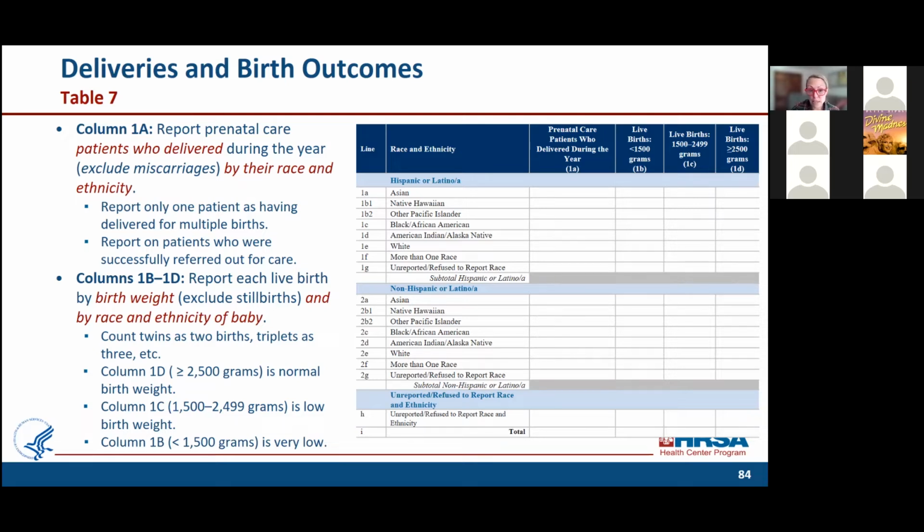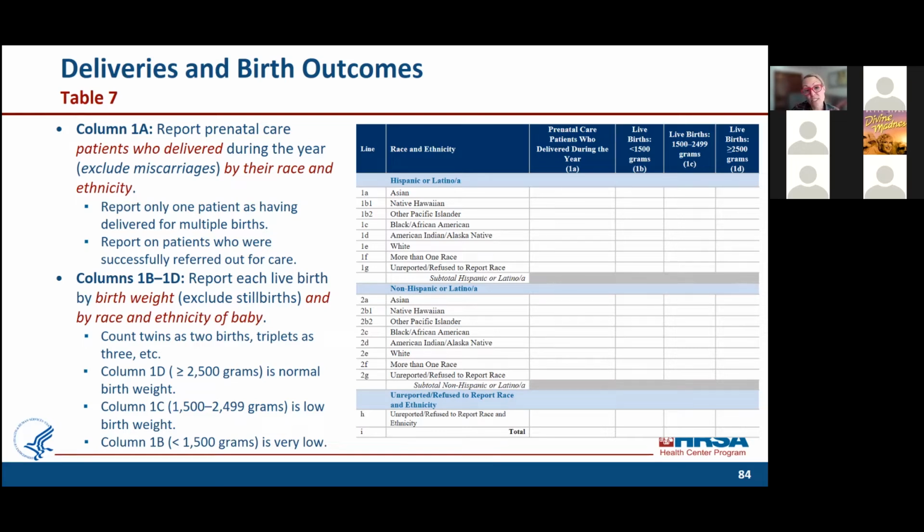The 3 birth weight categories are listed on the slide, but they include very low birth weight, that's column 1B, that's less than 1,500 grams. There's low birth weight, that's column 1C. It is between 1,500 and 2,499 grams. And normal is column 1D, and it's greater than or equal to 2,500 grams.